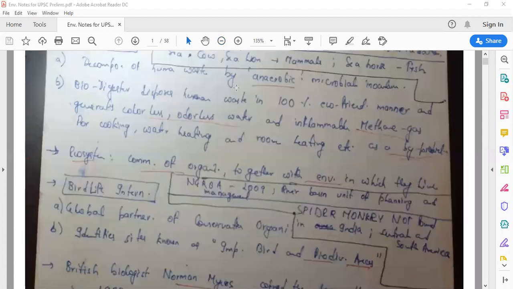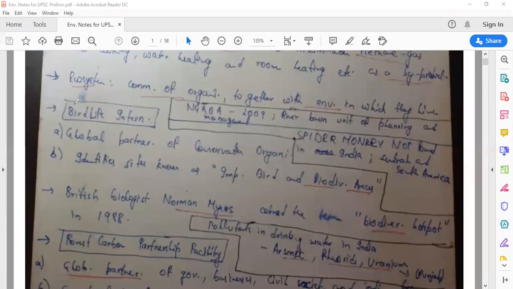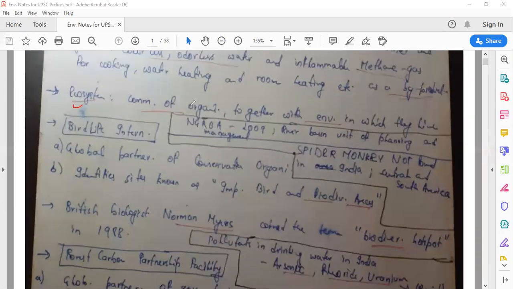Now, let's talk about ecosystem. Sometimes they will ask you, what is ecosystem? These are basic questions. So, ecosystem is a community of organisms along with the environment in which they are living. It's not only confined to the environment; it's both environment plus the community of organisms. A combination of both of them forms the ecosystem, right?